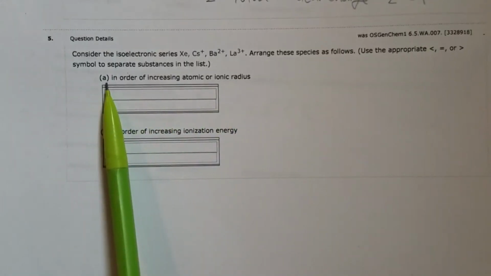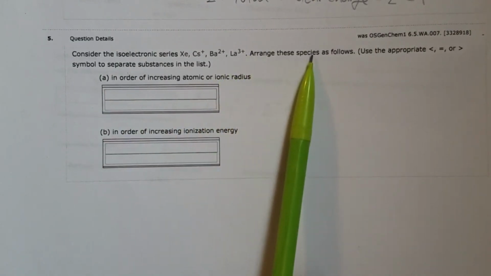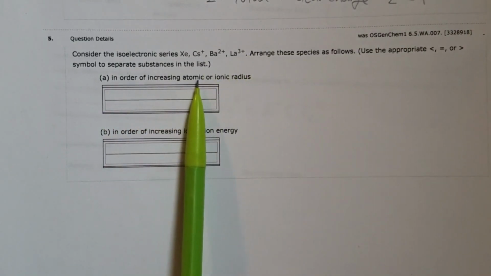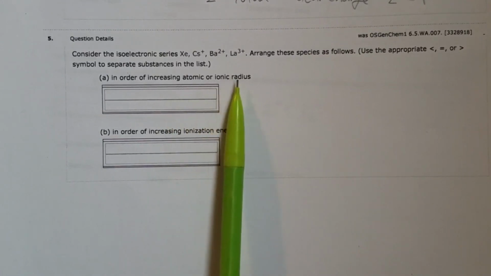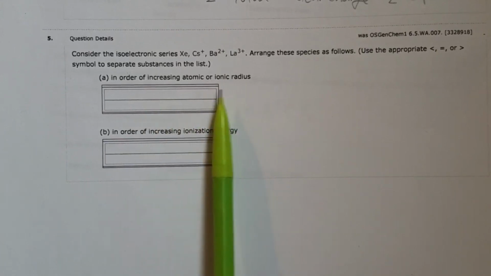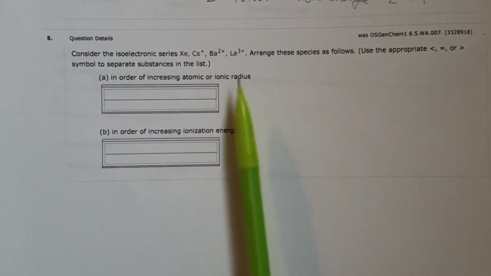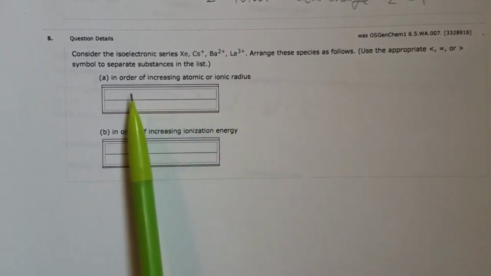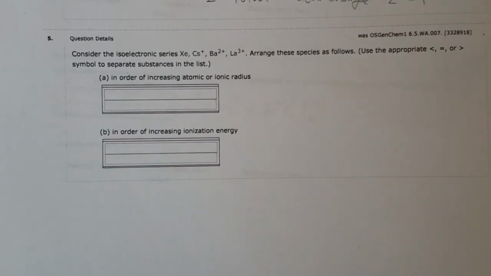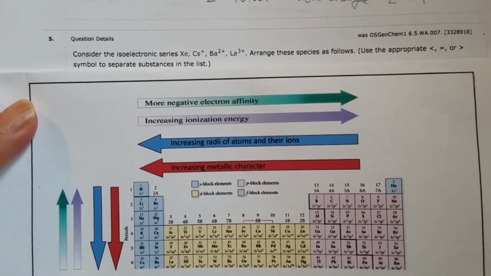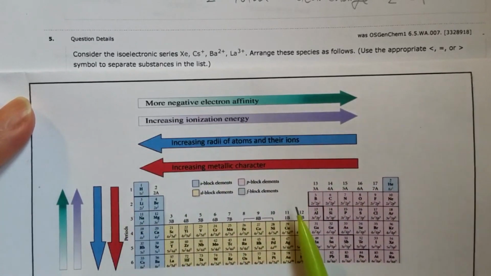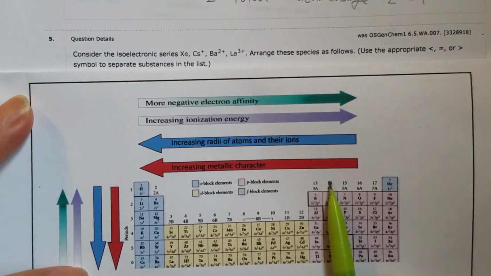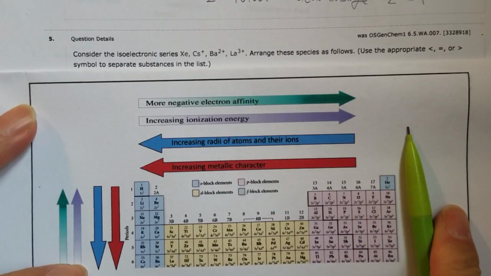Okay, so the first one, A, arrange these species in order of increasing atomic or ionic radius. So basically atomic size or ion size, all right? So increasing order. The larger one on the right-hand side, the smallest one on the left-hand side. So in order to help you guys, I made this chart. This is really useful. So basically that's the trend in the periodic table.